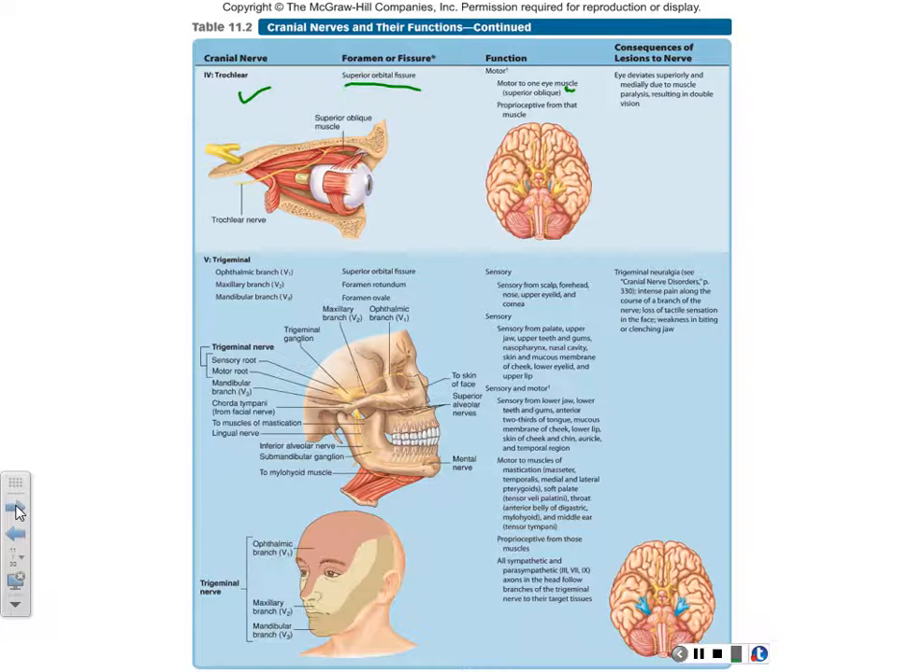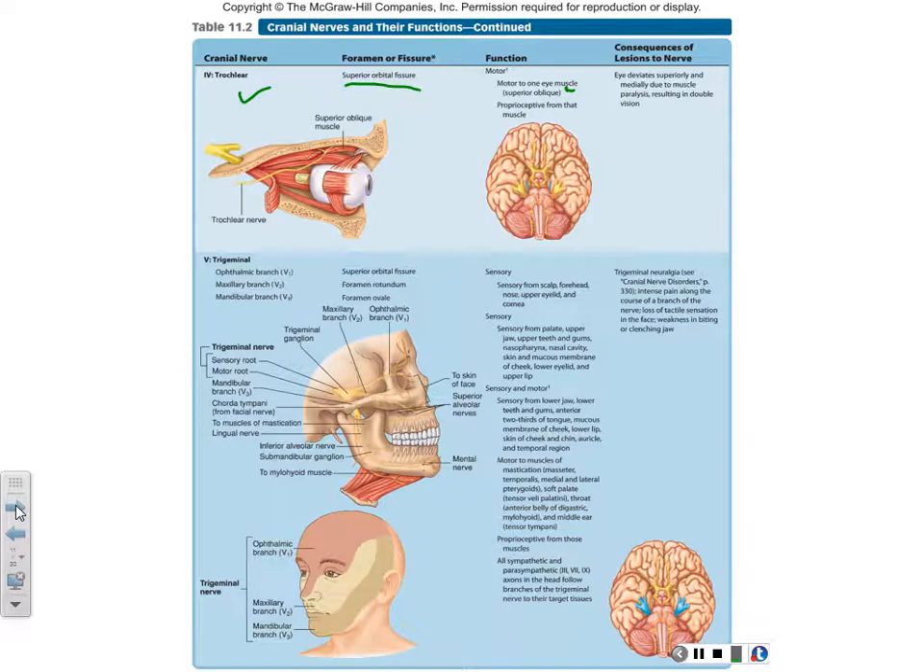So now, the trigeminal is another big fat nerve with a whole bunch of functions. In fact, it has 3 branches. It has the ophthalmic branch, which controls sensory to the eye surface and the cornea and things like that. Then it has the maxillary branch, which covers sensory from the upper teeth, the upper jaw, and the gums.